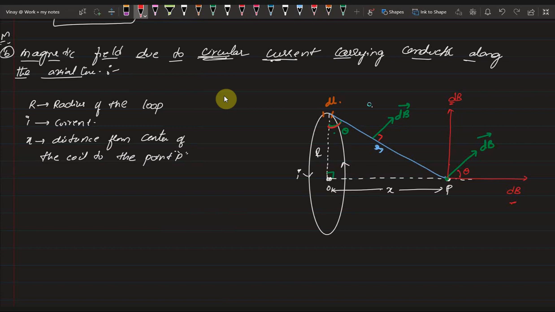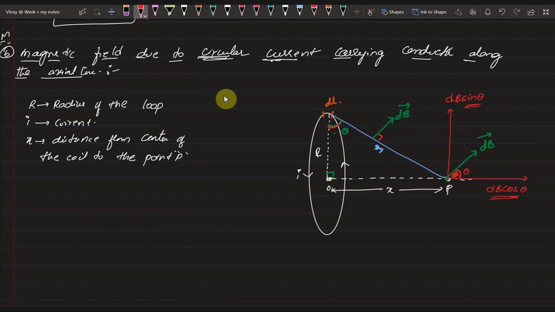Now, if this is theta and if this is dB, can you tell me what is this component of magnetic field? dB cos theta. And what is this component of magnetic field? This is dB sin theta. Now, please remember, along the horizontal, we have the magnetic field dB cos theta. Along the vertical, we have the magnetic field dB sin theta.